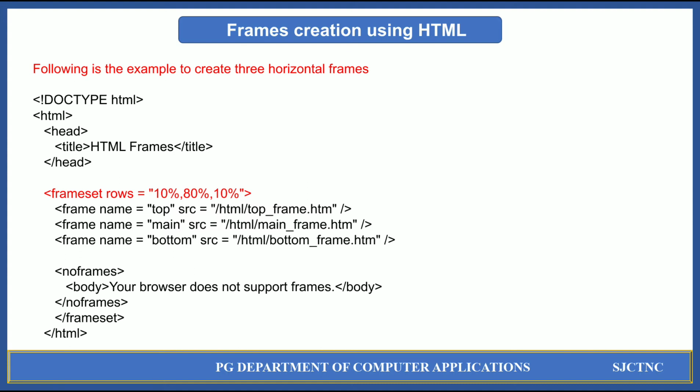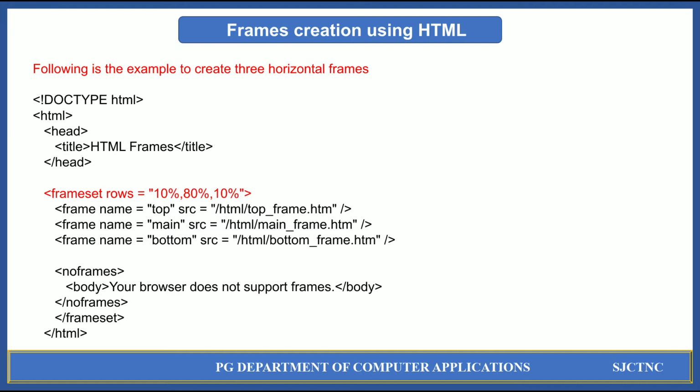We can see frameset rows equal to 10 percent, comma, 80 percent, comma, 10 percent. Likewise, your frames can be divided. That is the first frame, frame name equal to top. SRC is where the frame is available, in which folder it is stored. That path is mentioned here. Then that page occupies the first 10% of that window.